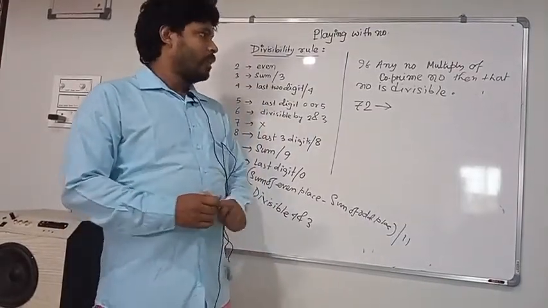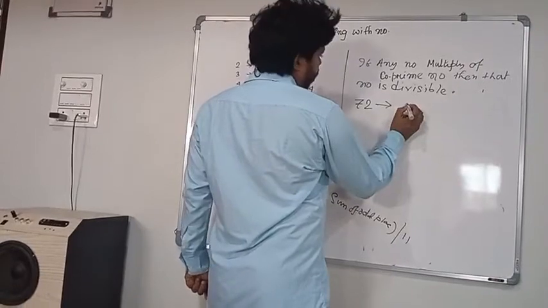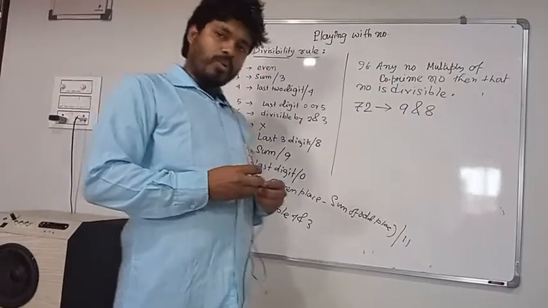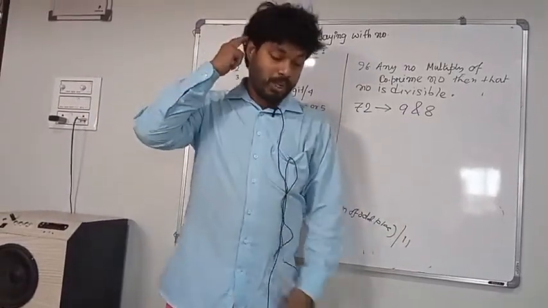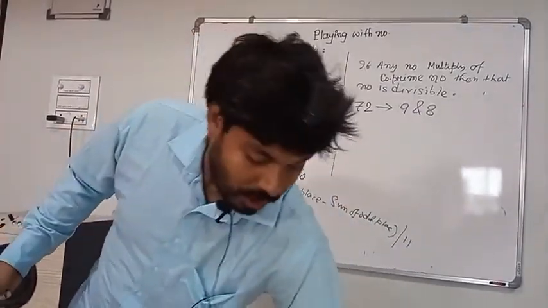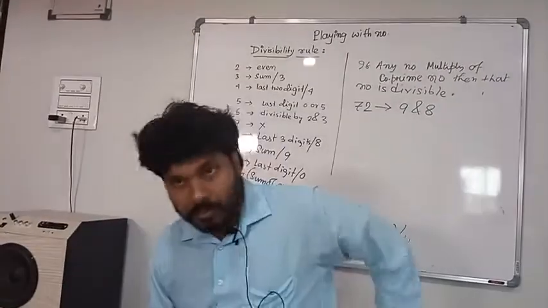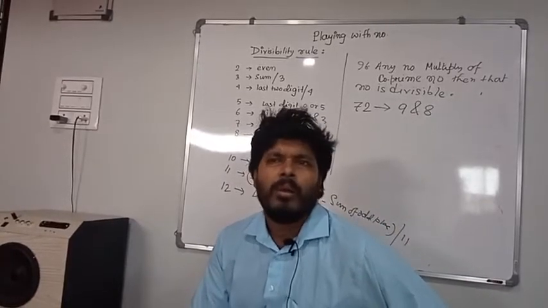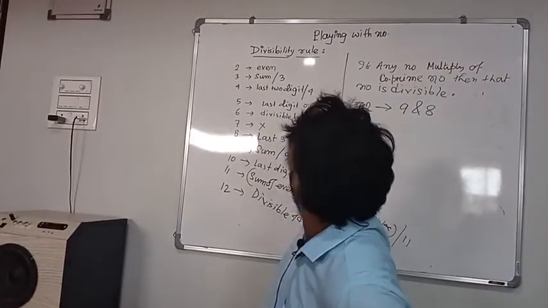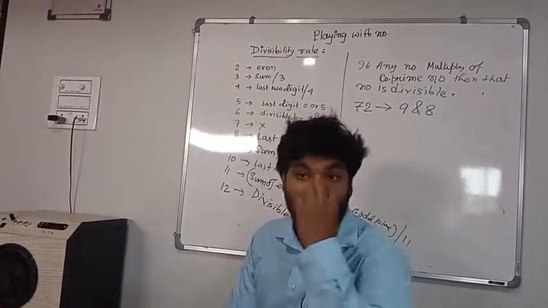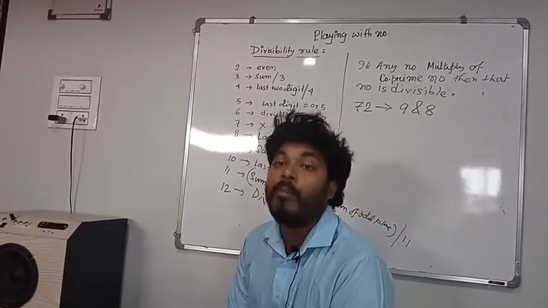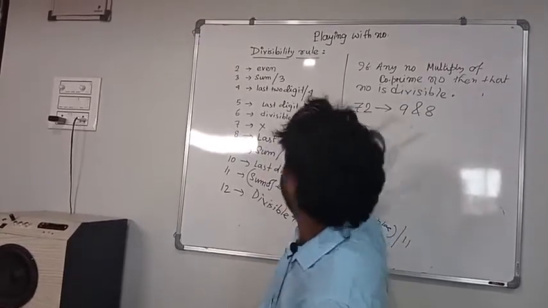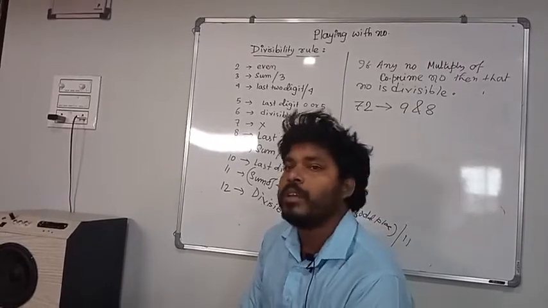This is 9 and 8. Look, these are co-prime to each other. So what is a co-prime number? Everyone knows what a co-prime number is, what a perfect number is, what a triplet is. Two numbers are co-prime if their only common factor is 1. So 72 is divided by 9 and 8, so this number is divisible by both.